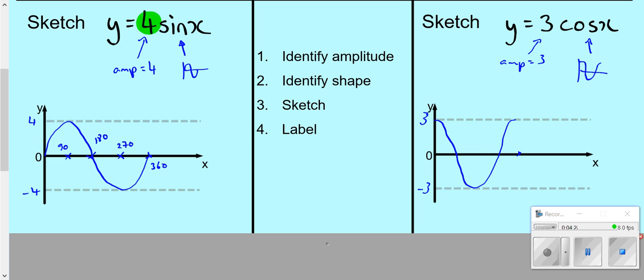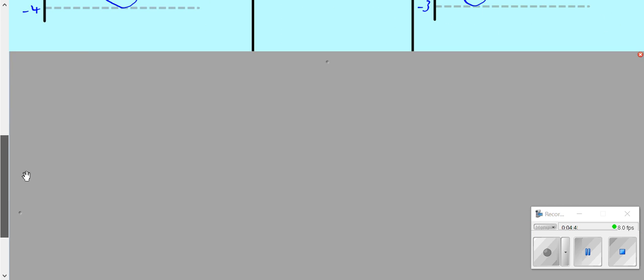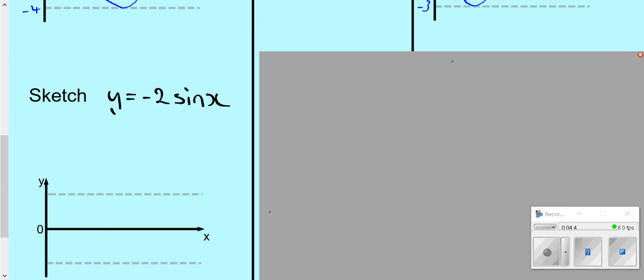Now again, the full length is 360, so halfway is going to be 180, and then a quarter the way in here where it's crossing is 270, and then a quarter in here where it's crossing again is 90. Now, that's essentially it for the amplitude. However, there is one other thing that they might do.